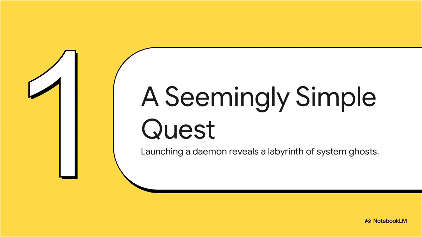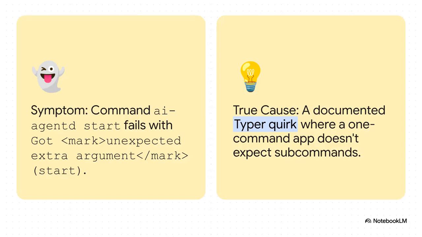So, our story starts with something that should have been super simple. Just launch a background daemon. Easy, right? Well, what started as a simple quest turned into this whole ordeal, a hunt for these invisible system-level ghosts. So here's ghost number one. You type AI agent start, and boom, it tells you start is an unexpected argument. What? How is that possible?